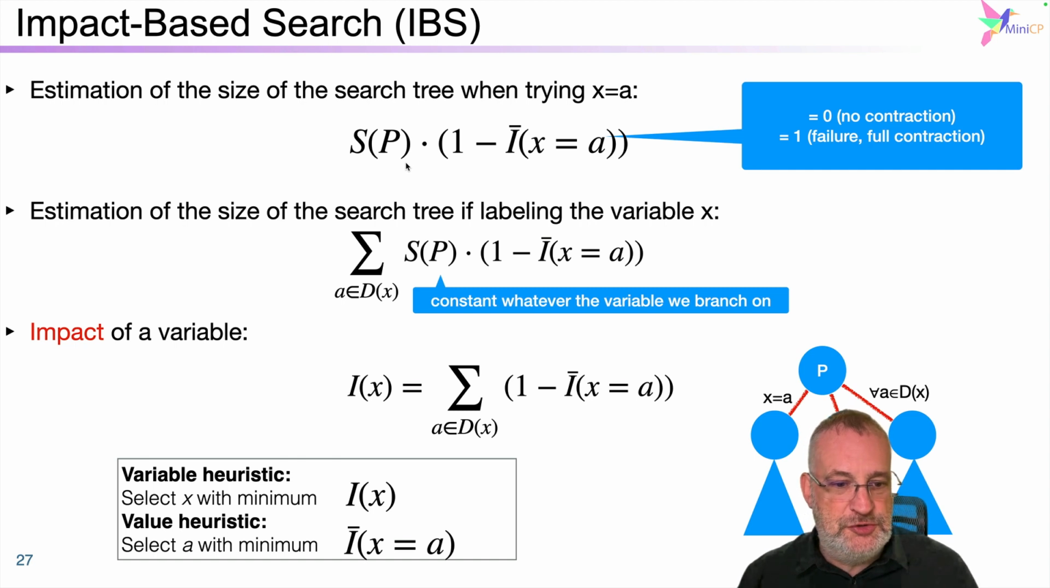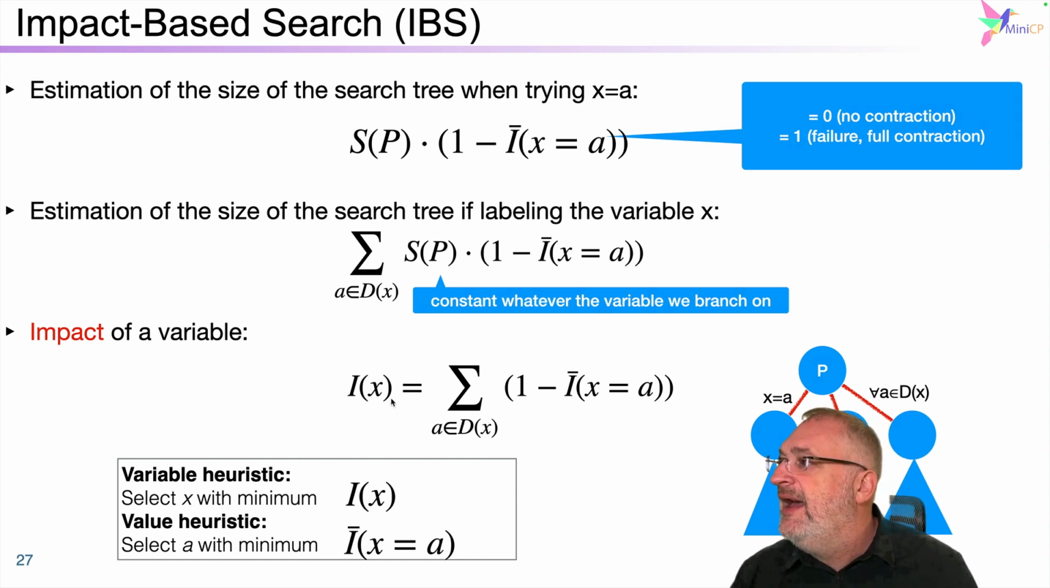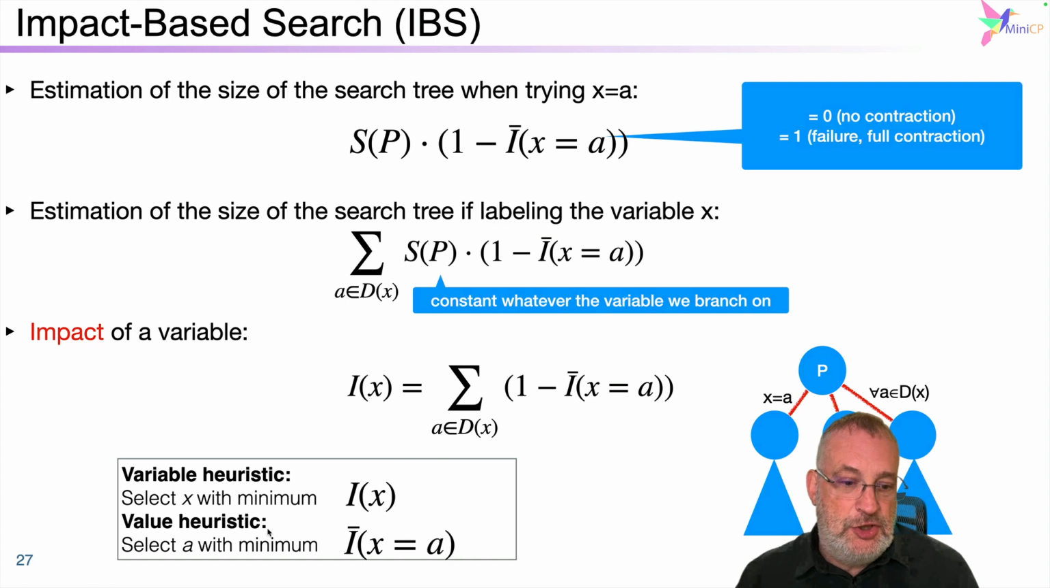So what do we want to do? We clearly want to select a variable that minimizes the impact of the variable. That's what we want, right? And the same thing for the value heuristic. You want to pick a value that minimizes I bar for that specific assignment. That's the trick for actually doing impact-based search.